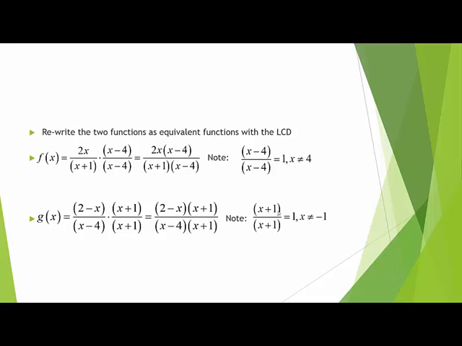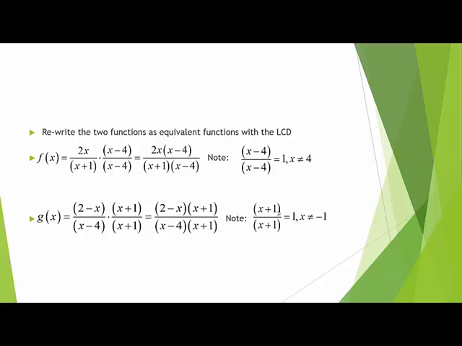Now we want to rewrite the two functions as equivalent functions with the LCD. Starting with f of x, we take f of x, which is 2x divided by x plus 1, multiply it by x minus 4 divided by x minus 4. That will equal 2x times x minus 4 divided by x plus 1 times x minus 4. We note that x minus 4 divided by x minus 4 is 1 for x not equal to 4. Thus, we do not change the value of f of x.